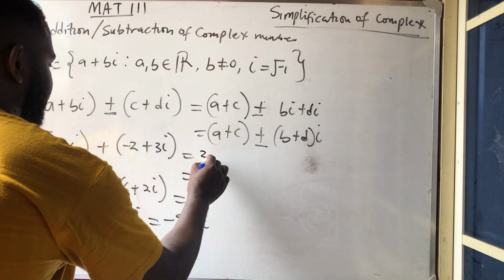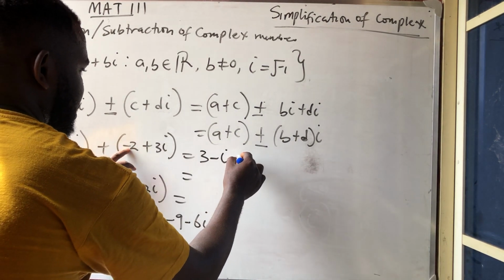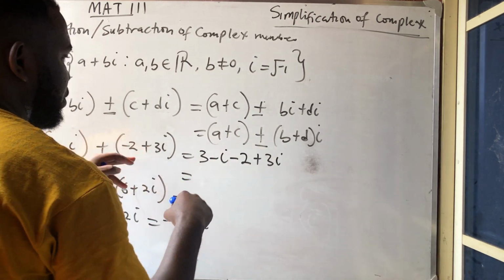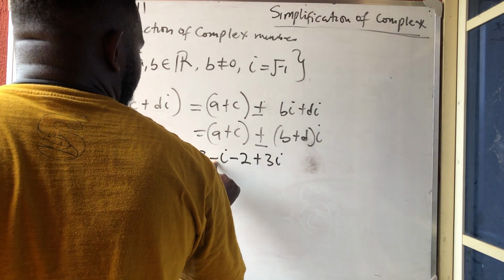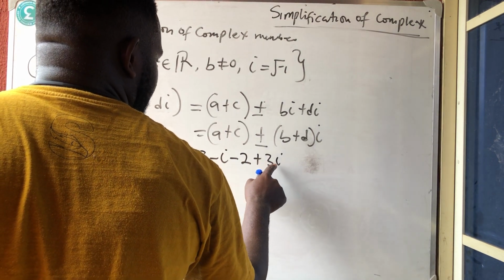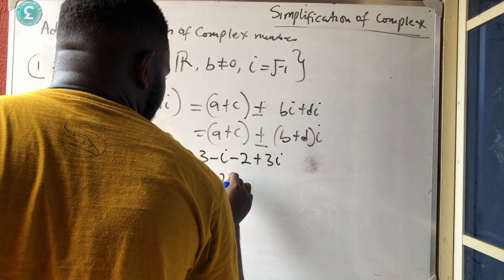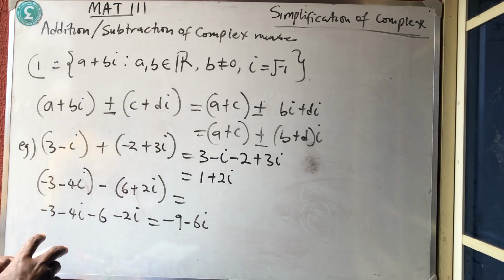So I'm having 3 minus i. Plus minus is minus, minus 2, plus plus is plus, plus 3i. So let me now add: 3 minus 2 will give you 1. Minus i plus 3i, minus 1 plus 3 will give you plus 2. Then put the i they have. So that is how to add or subtract a complex number.